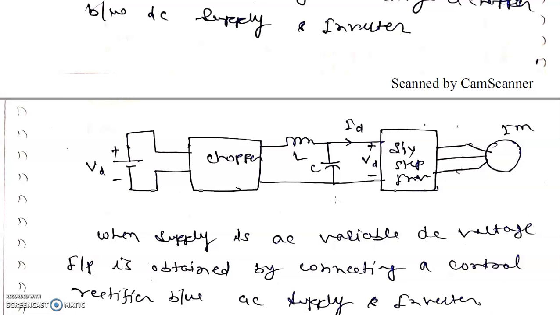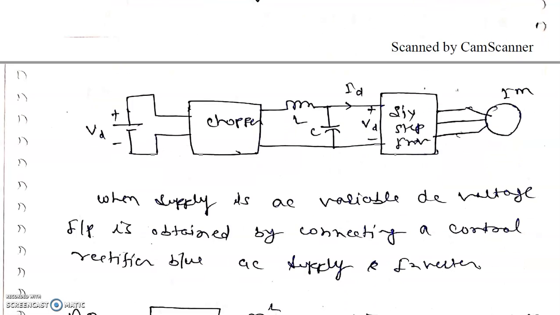There is also an LC filter, which is used to remove the harmonics. And when the supply is AC, a variable DC voltage is obtained by connecting a controlled rectifier.